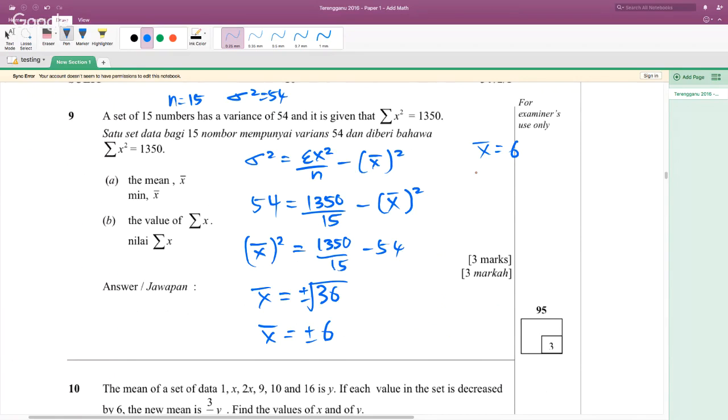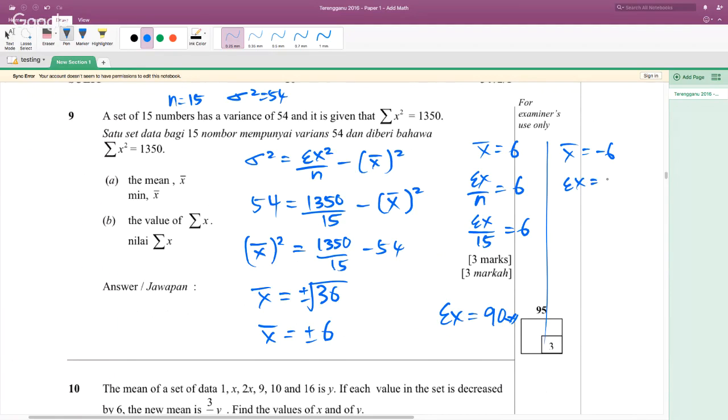So sum of x over n equals the mean. My sum of x is unknown, my n is 15, and the mean is 6, so my sum of x equals 90. If I do it myself without knowing whether it's positive or negative, I will do the negative 6 as well, so my sum of x will be negative 90. In this case, the question doesn't tell us exactly whether they want the positive or negative value.